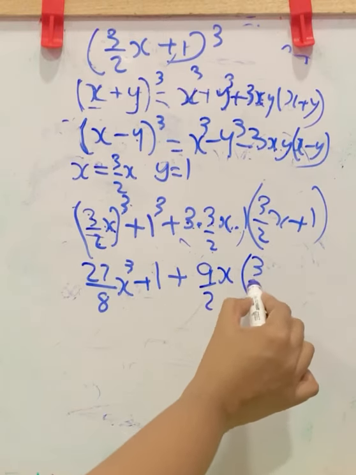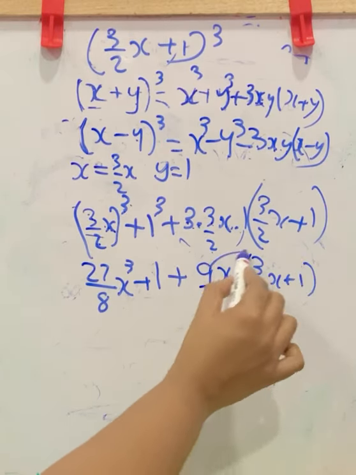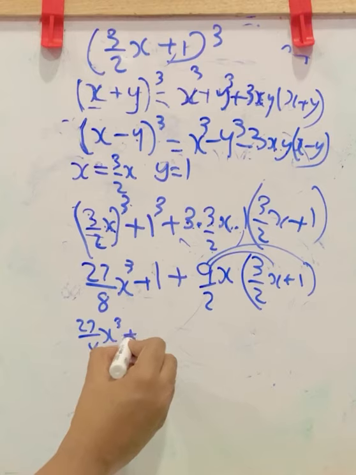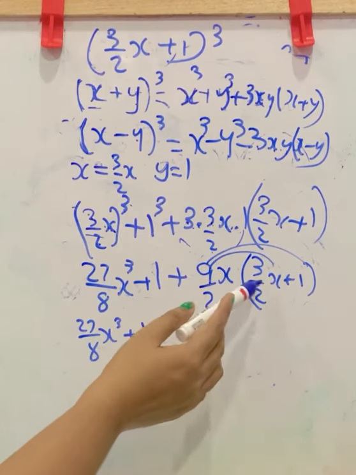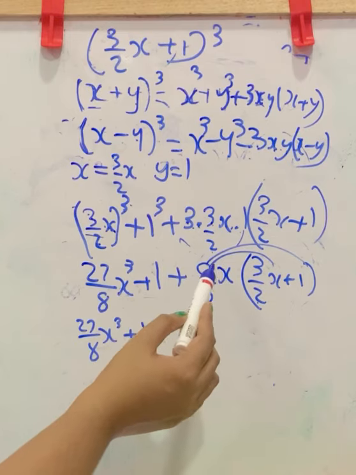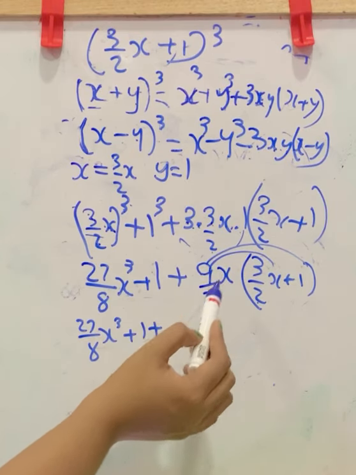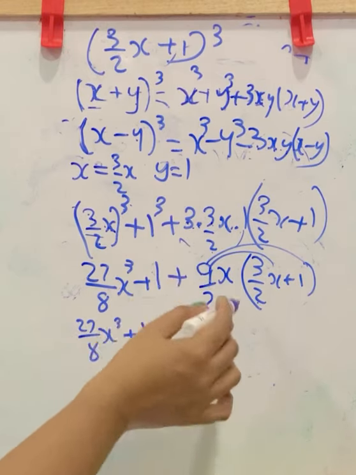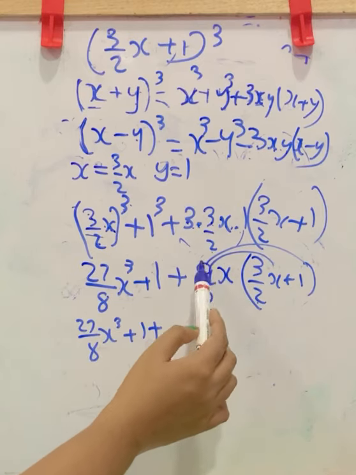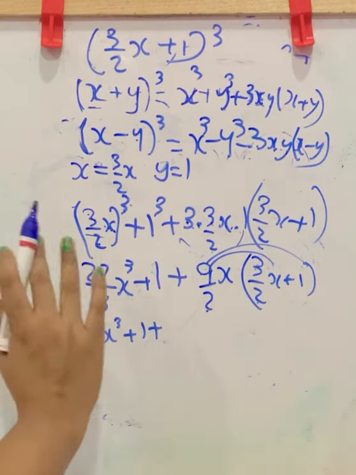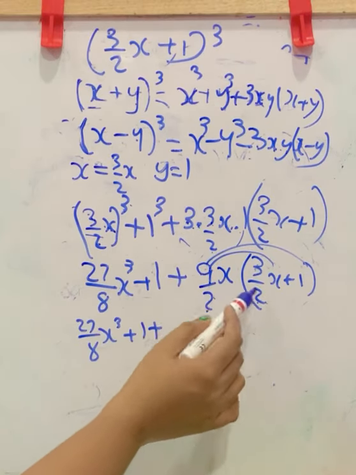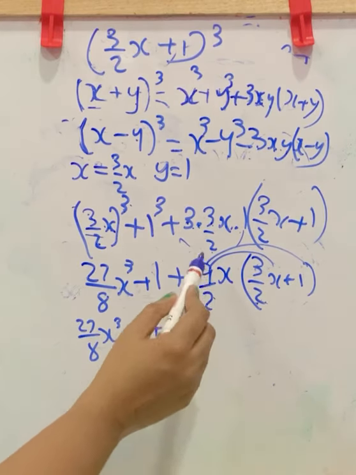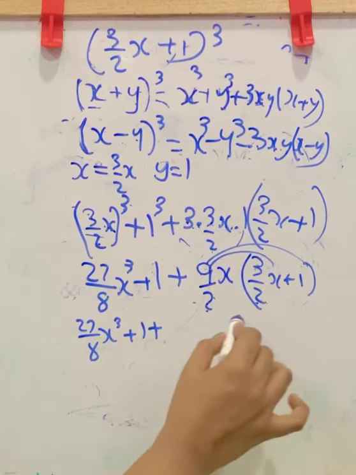Now inside the bracket 3 by 2x plus 1. You have to distribute this. So this becomes 27 by 8x cube plus 1 plus 9 by 2x into 3 by 2x. That is, here in the numerator we have 9 and 3 and in denominator 2 and 2. If there was any common factor between numerator and denominator, you can cut it with common factor. But here the common factors are between numerators, that you can't cut. And also in denominators you have common factor 2. In that case also you can't cut them because both are in denominator. So you can multiply all the numerators and multiply all the denominators.